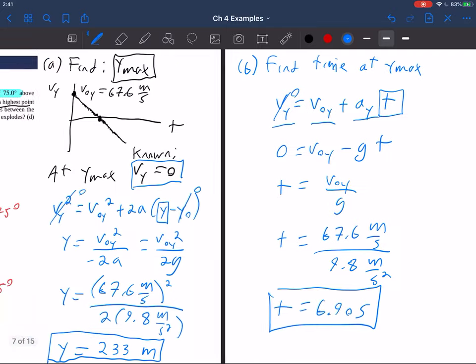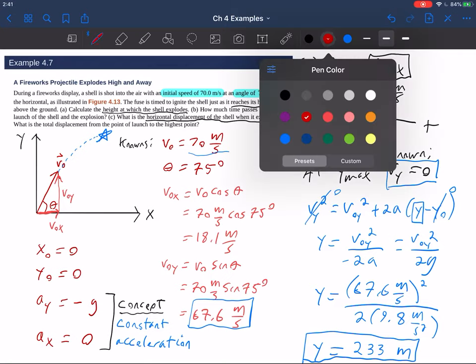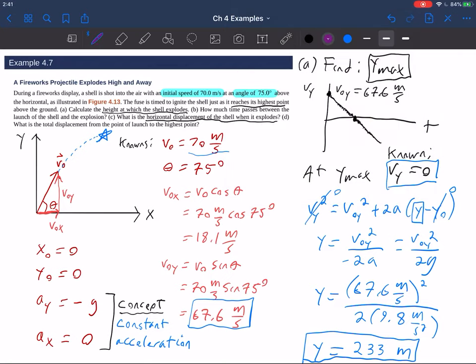Now we go ahead to part C. What is the horizontal displacement of the shell when it explodes? Let's mark off what we've already figured out here. We've already figured out the max height, which is some value on our y-axis. We figured out how much time it takes to get to that max height. Now they want us to find the x position, the horizontal distance when it explodes.